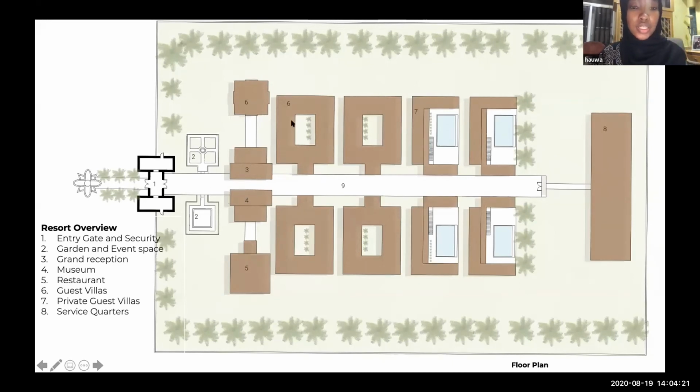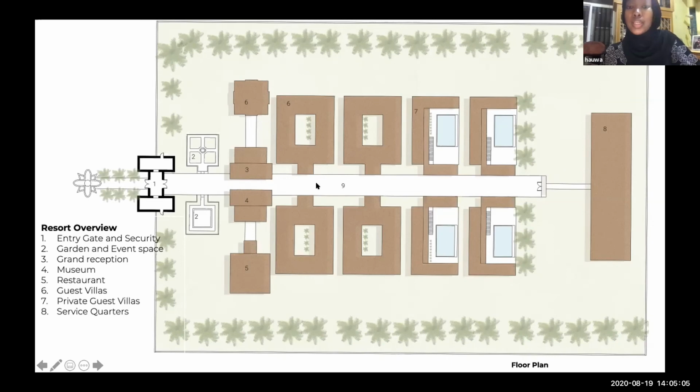And then there are the guest villas. And so I designed 2 different types of villas. So I have the general villas, which have more rooms for multiple families or multiple guests. And then further in, I have private family villas, which could be rented out by a whole family. And then at the back, which is the most private part of the resort, is of course the service quarters.